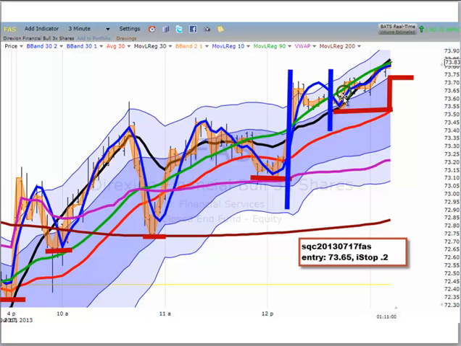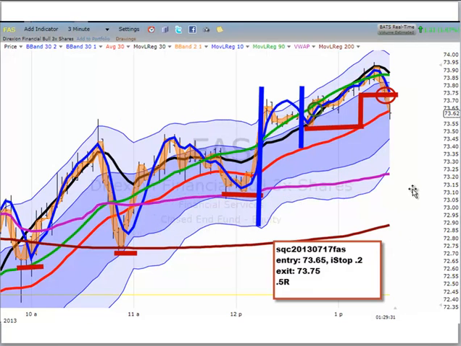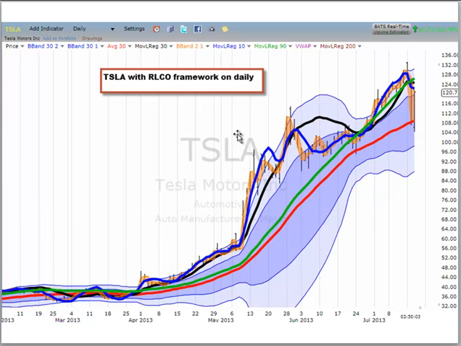I buy it at 73.65, a 20-cent stop below the ribbon swing low. Get to no lose up in here. It exits shortly thereafter, however, rolled over and just didn't get in that one early enough.